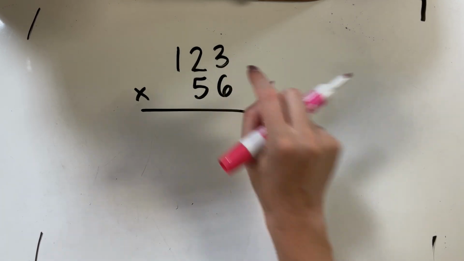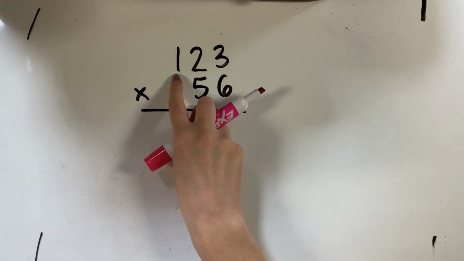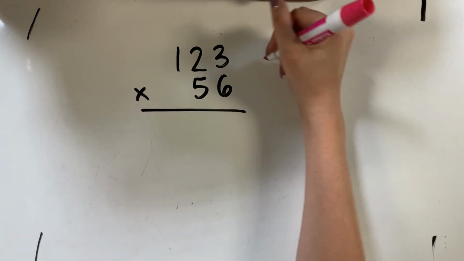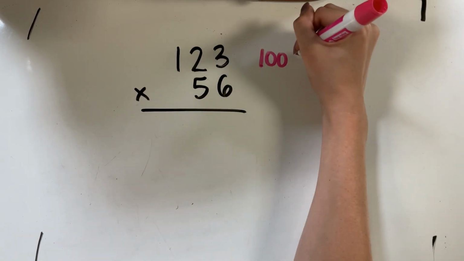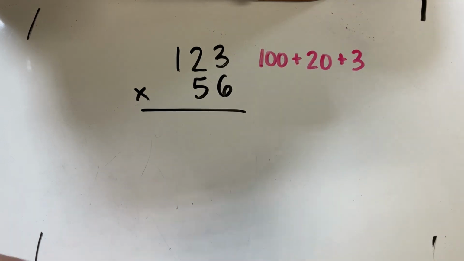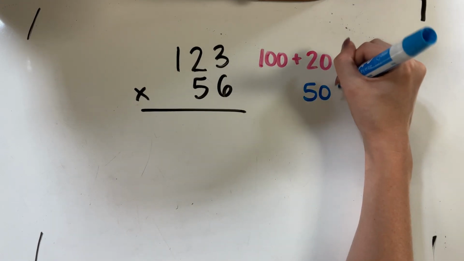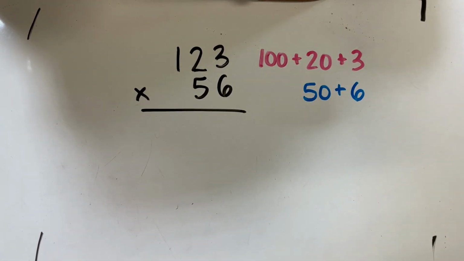123, this is our 3-digit number, but our expanded form is going to work exactly the same as it has all year long. We're going to take the value of this one, the value of our 2, and the value of our 3. Simple enough. And then we're going to do the same thing for our bottom layer. 50 plus 6.